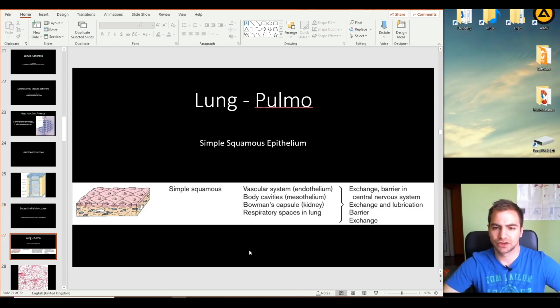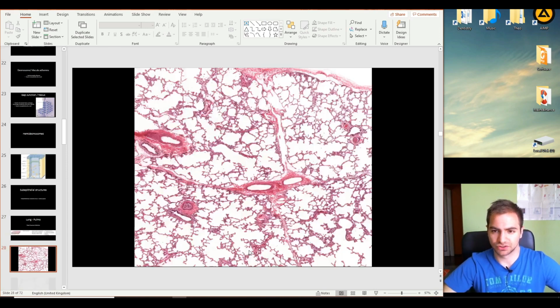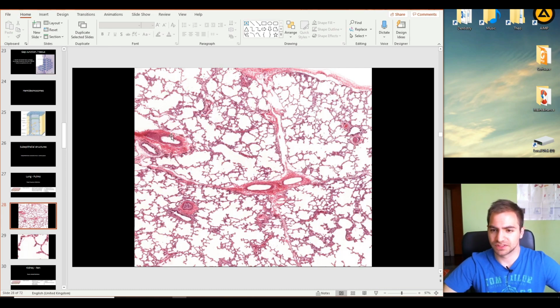So let's see the first example, the simple squamous epithelium, what it is and where we can find it. As I said before, typically the squamous epithelium has the function of exchange, and a very nice example to see this function is the lung, the pulmo. So let's see these structures. Here is the first section of the pulmo. Once we zoom in on the center, we'll find that in the lung we have simple squamous epithelium in two different locations.